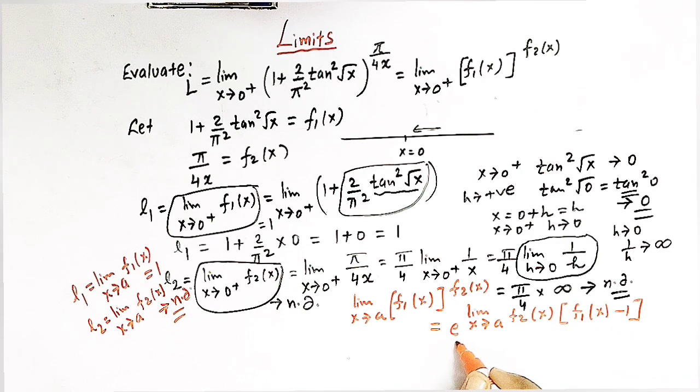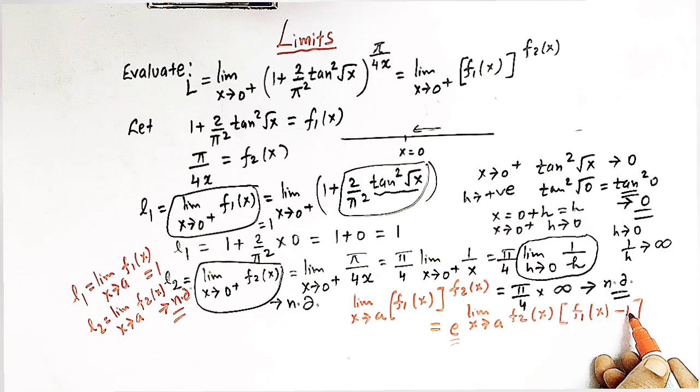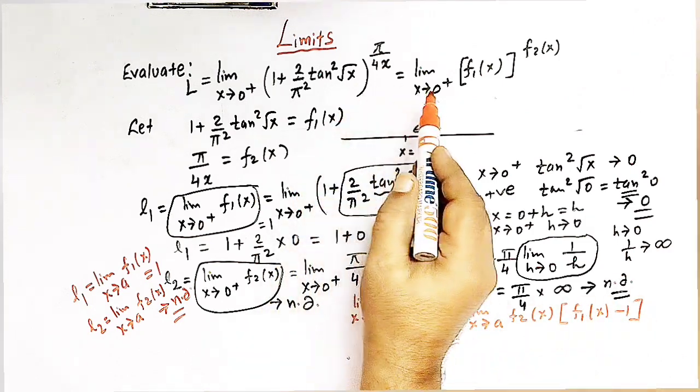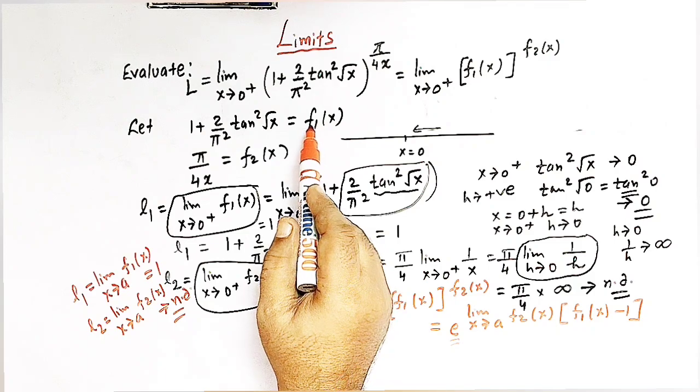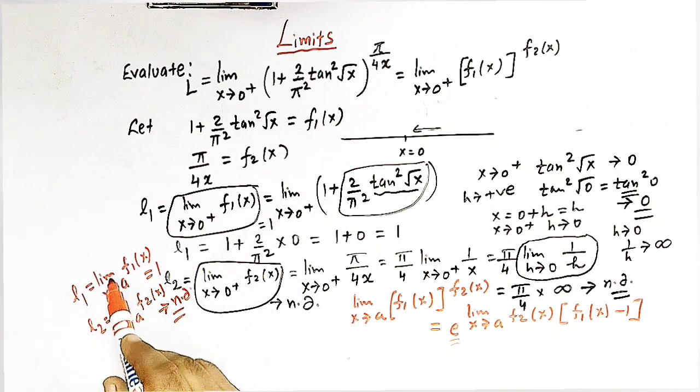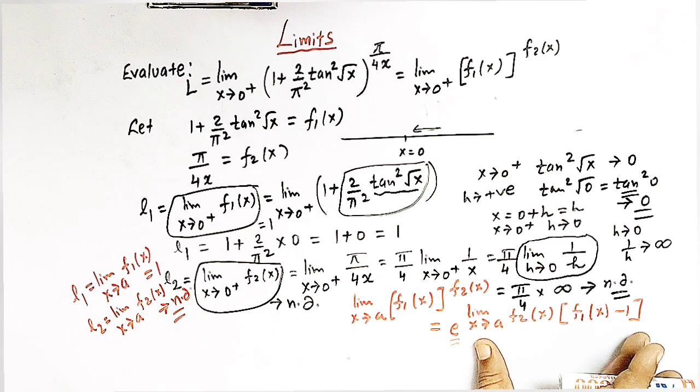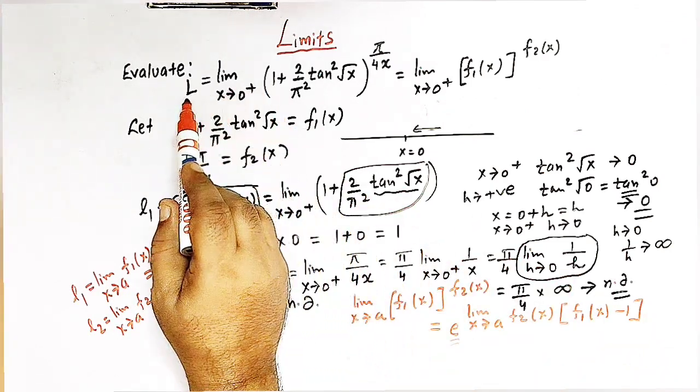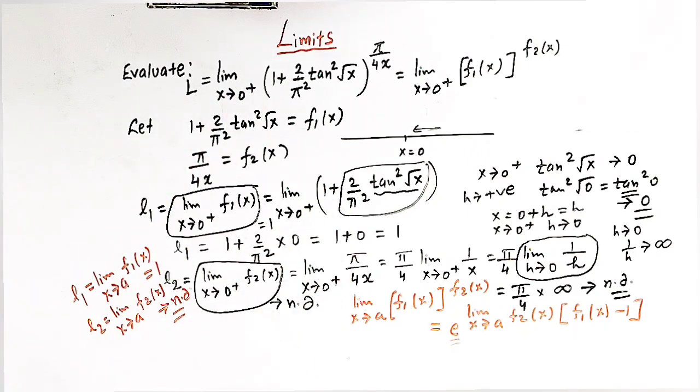Then this type of limit can be evaluated by using this expression. So here we have the exponential number, so e raised to limit x tends to a f2(x) times f1(x) minus 1, and here we see that both our functions f1(x) and f2(x) are satisfying these two conditions, right? So let us now apply this rule to get the value of this limit L.